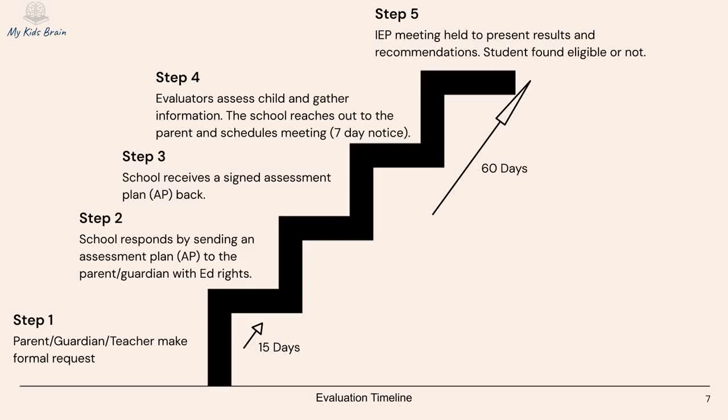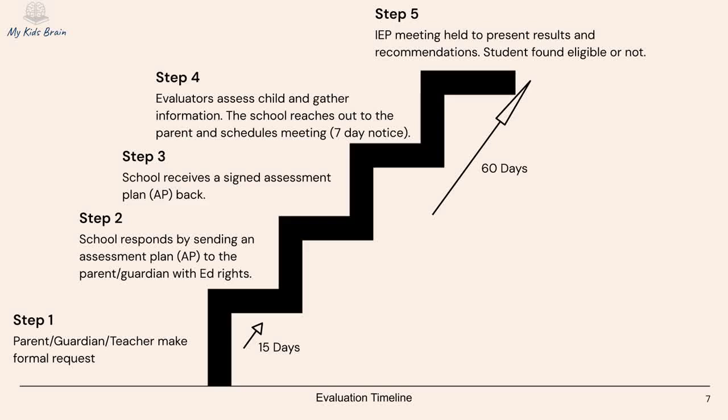As mentioned in the previous slide, once a formal request has been made, the school has 15 days to respond. They generally do so by sending home an assessment plan, or AP, to be signed by the parent or guardian with educational rights. An AP is a document that outlines who will be assessed, the areas a student will be tested, and by whom. It also identifies the reason for the evaluation, who referred the student, and the school point of contact. Most importantly, it requires the initials and signature of the parent to give formal consent to proceed with the evaluation for an IEP.